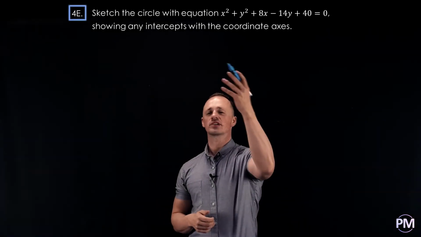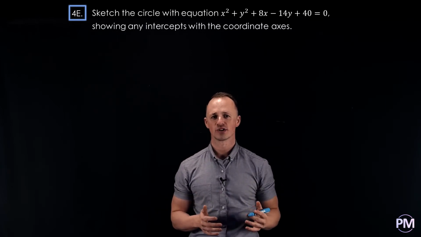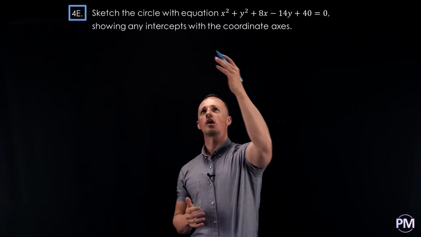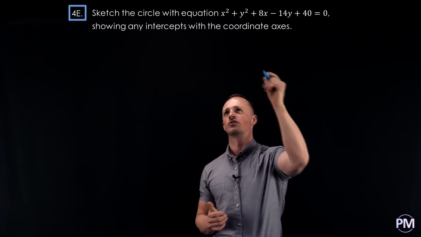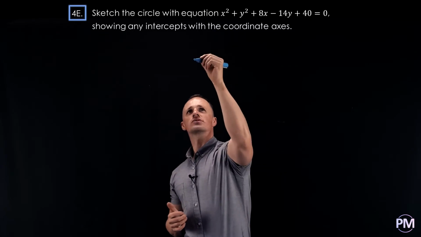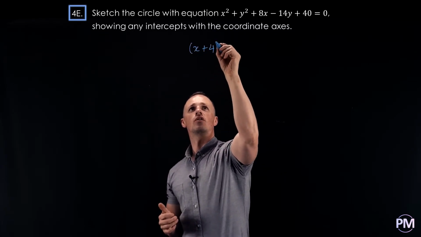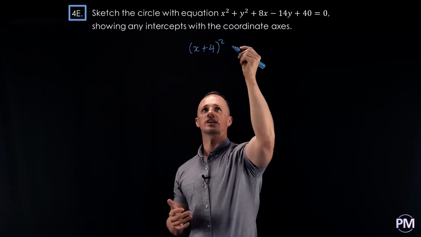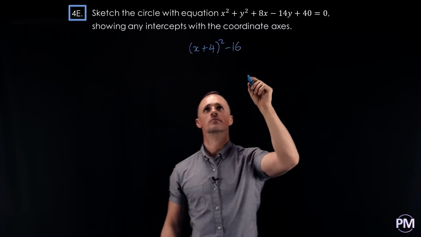Okay, in this example, we're going to sketch the circle with this equation showing any intersects with the coordinate axis. So to start with, we're going to take our original equation and write it in completed square form. So using the x parts, I'm going to have x plus 4 all squared. That will give me the x squared plus 8x, but then I need to subtract 16 from that.